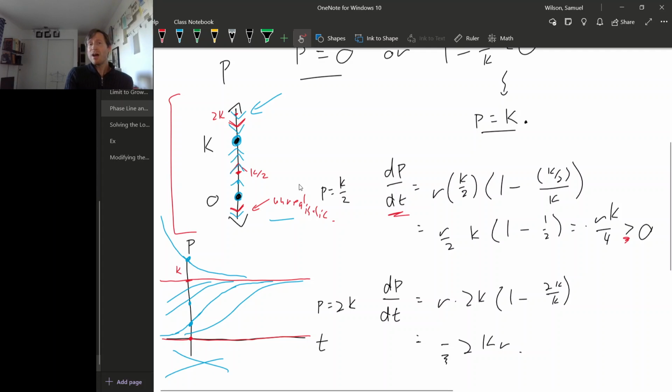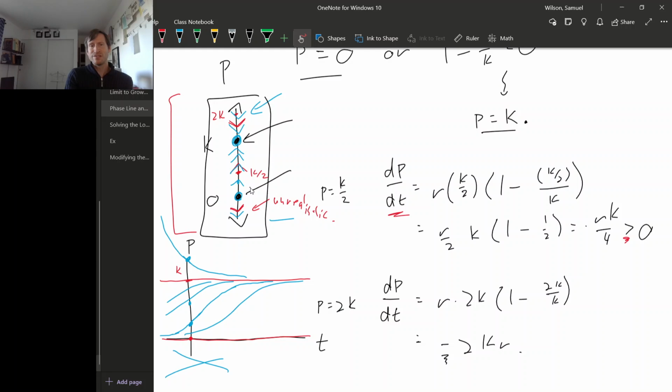So you can see there's a lot of information we can extract from just this picture that tells us the equilibrium solutions, and also for each interval between equilibria, whether solutions are increasing or decreasing. So this is a pretty handy picture. This picture is called the phase line for the differential equation.